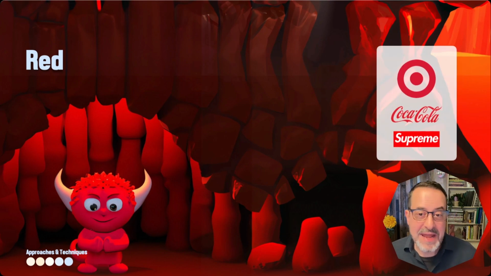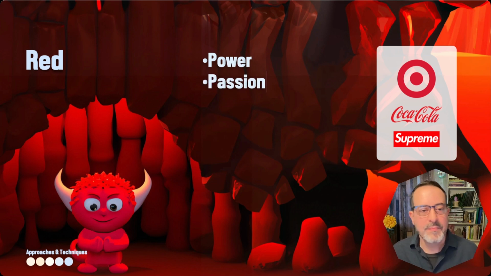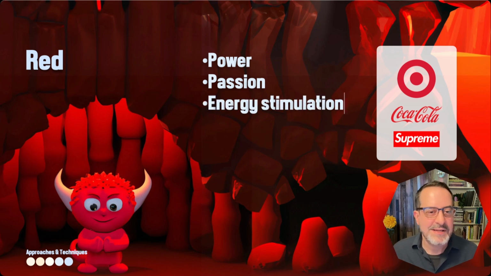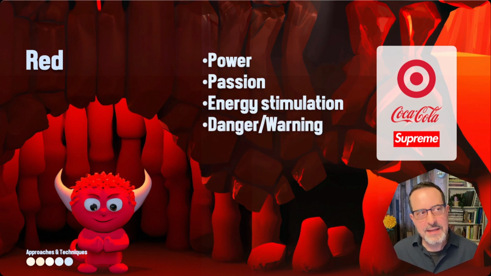So there are positive and negative aspects to the various colors. Red, as we might see in Target or Coca-Cola or Supreme, there's a feeling of power. Sometimes red is associated with power. Sometimes passion, like Valentine's Day or a red heart. It's certainly a color that generates some energy or stimulation. And it does have some negative aspects. Of course, I think every color probably does. It could be a danger or a warning, red flashing lights.